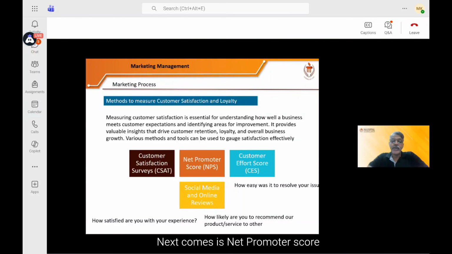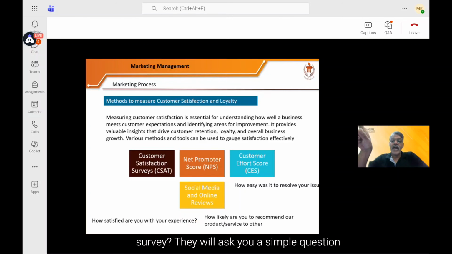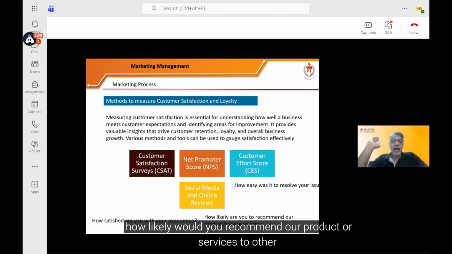Next comes net promoter score. What is meant by net promoter score? In that particular type of survey, they will ask you a simple question: how likely would you recommend our product or services to others?